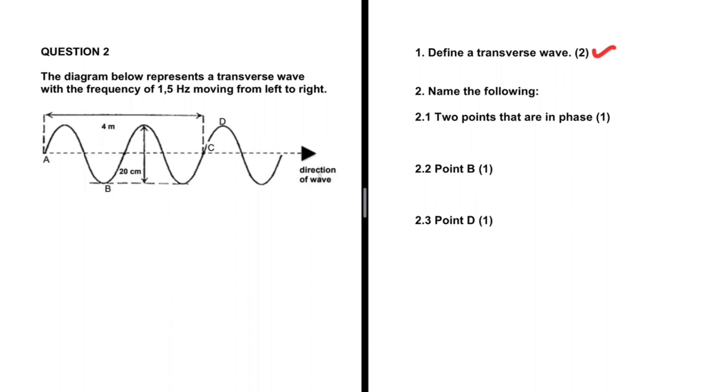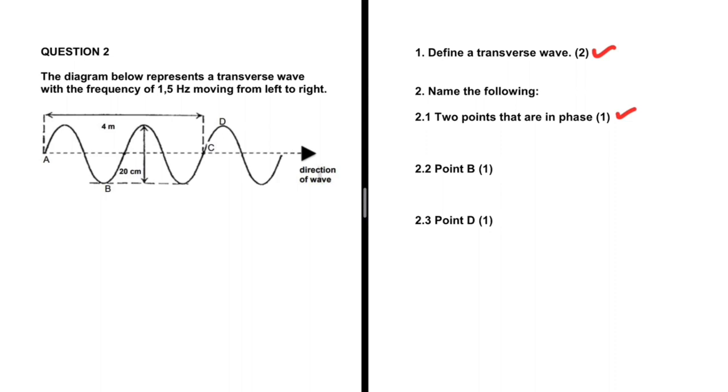Name 2 points that are in phase. Again, by definition, if 2 points are in phase, they have a whole number of wavelengths in between them. If there's one wavelength between the 2 points, 2 wavelengths, 3, 100, as long as it's a whole number of wavelengths in between the 2 points.